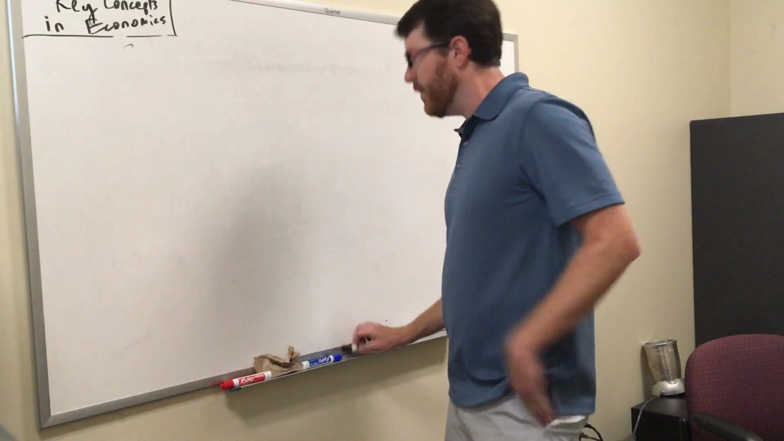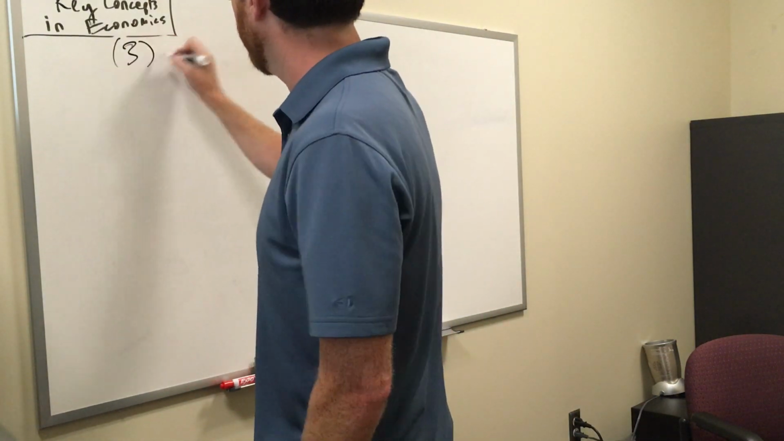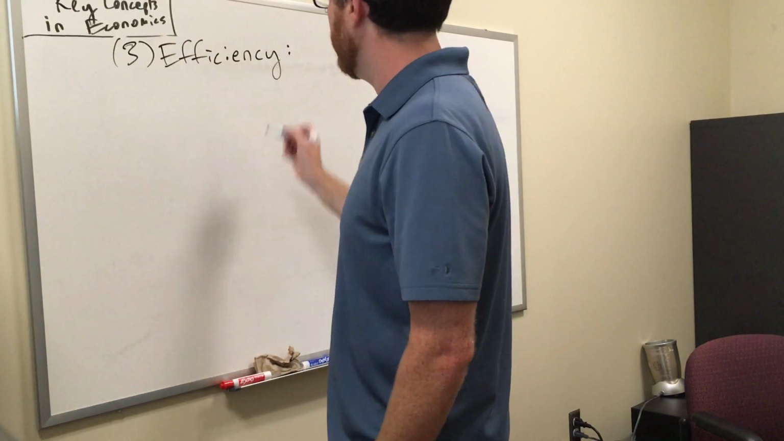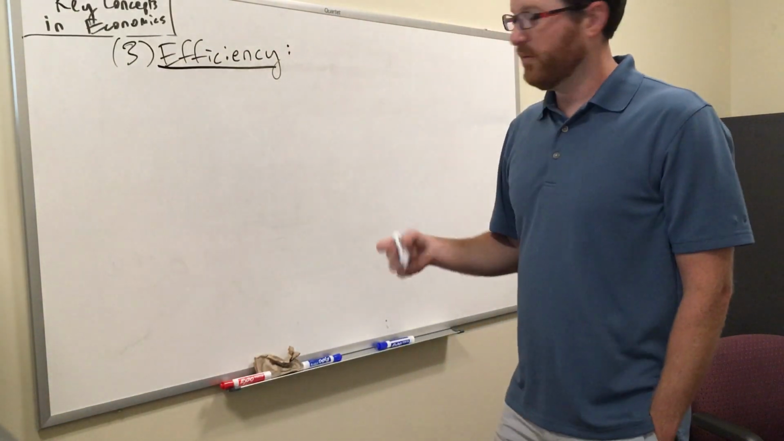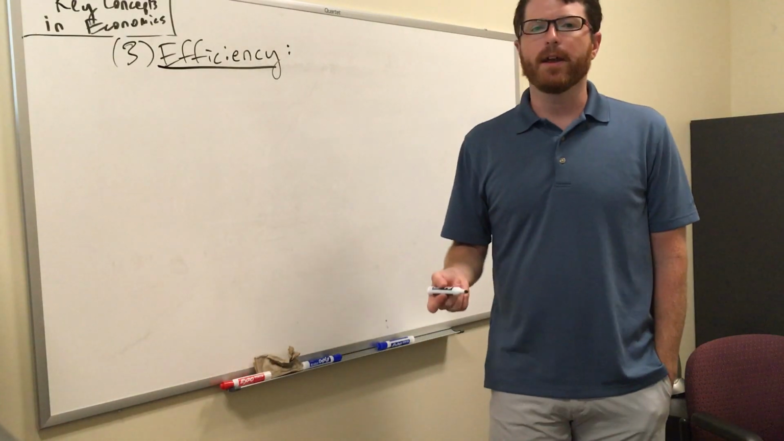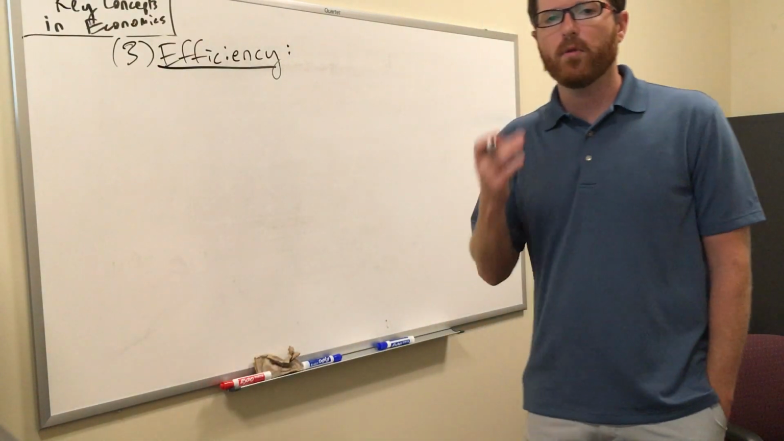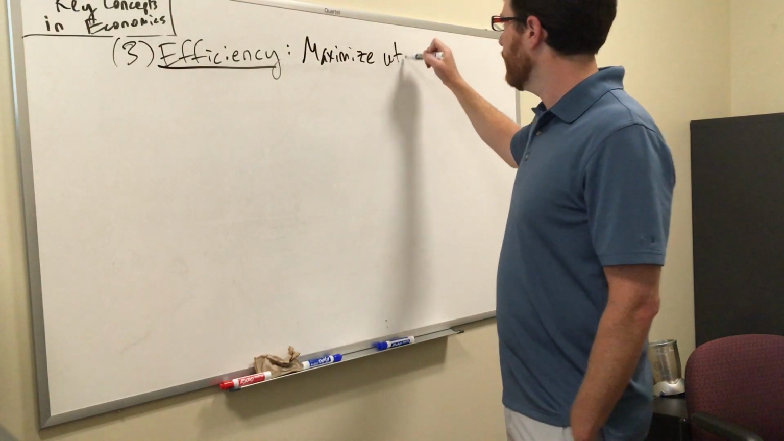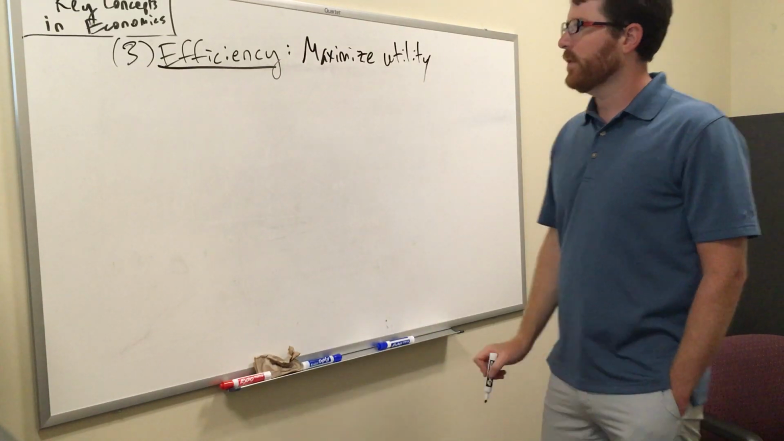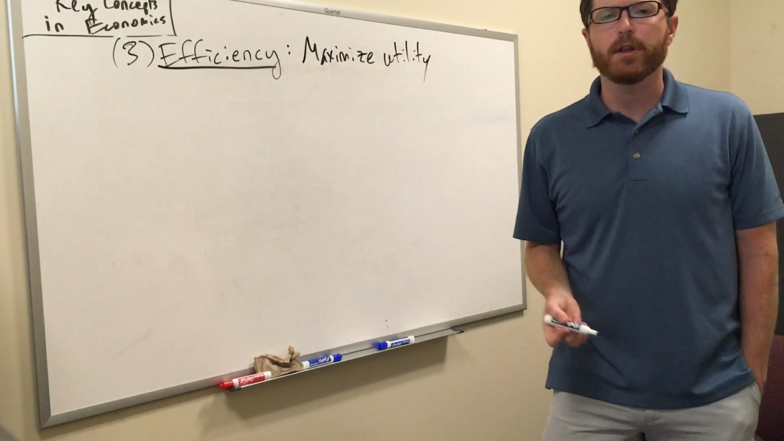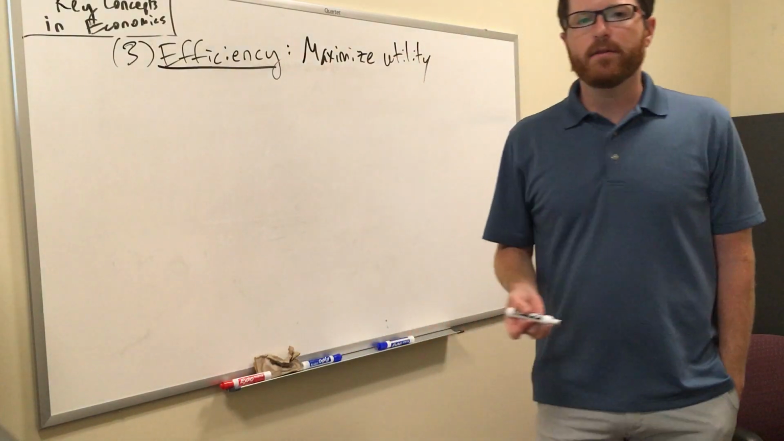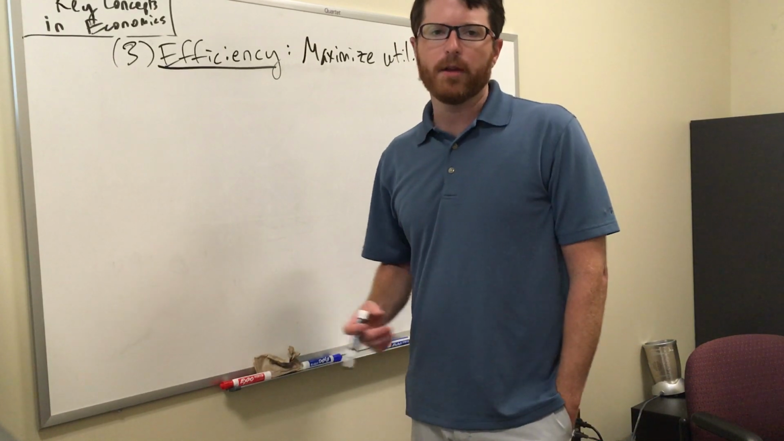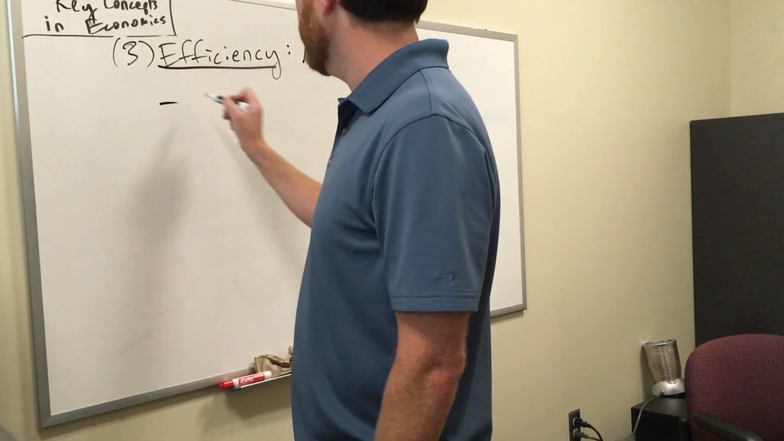All right, the third one is efficiency. We kind of moved from one topic to the next. Efficiency is something we talk about a lot in economics, and it's one of those terms that could be defined in a lot of different ways. But maybe a simple way to define this is to maximize utility. Efficiency means to do the best you possibly can. It means to try to keep costs as low as possible and try to keep benefits as high as possible.